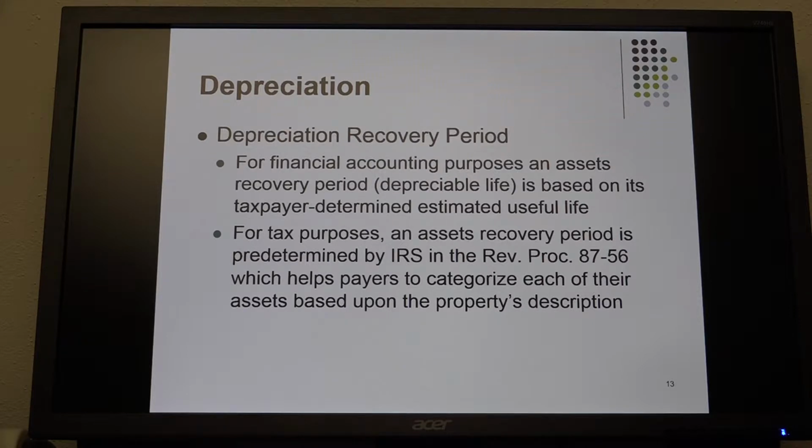And what they note here is that for financial accounting purposes, an asset recovery period is based on its taxpayer-determined estimated useful life. We talked about that. For tax purposes, they give it to you. In RevProc 87-56, an asset's recovery period is predetermined by the IRS. It saves the taxpayers time and figuring out this stuff. Of course, there's less chance of a taxpayer doing mischief or manipulating the numbers, you might say, because there's no room for manipulation here.